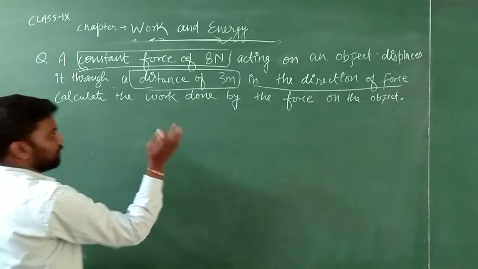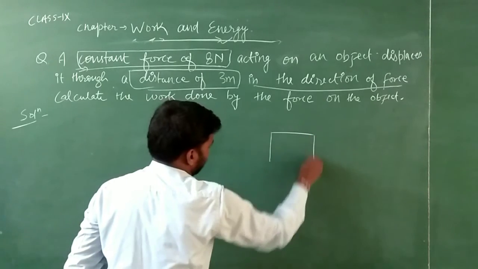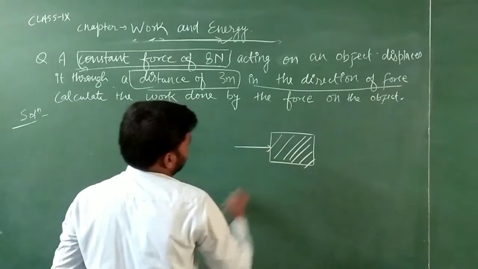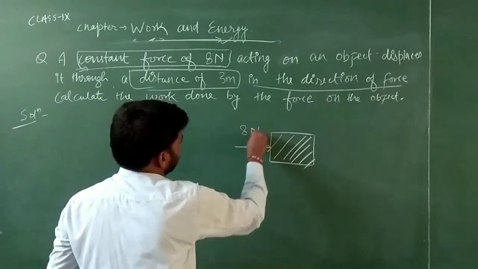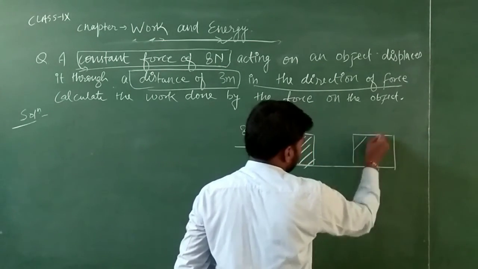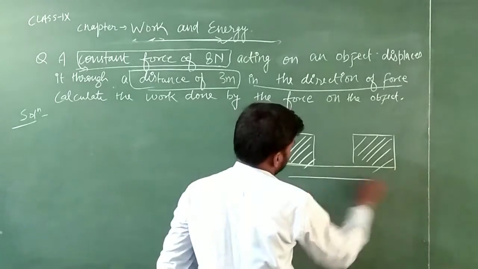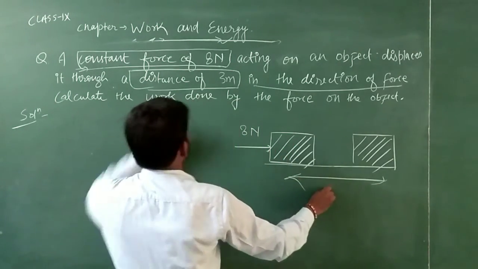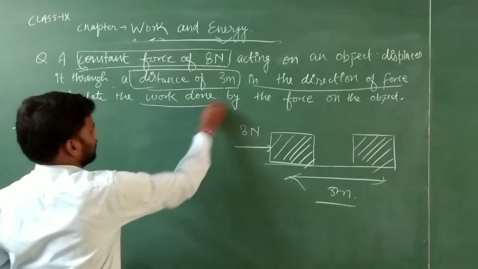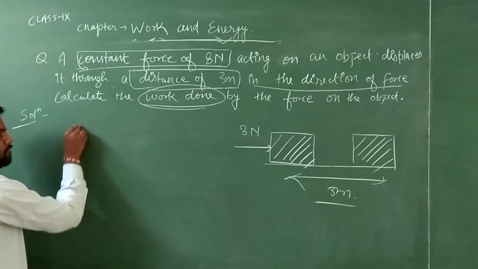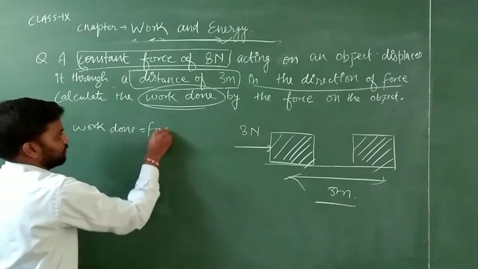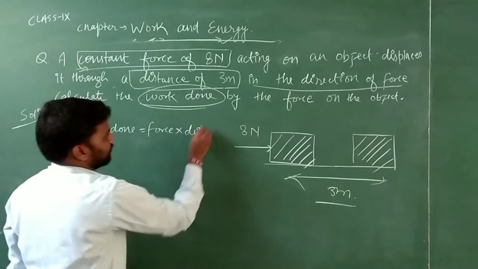So first of all we will draw a diagram that an object is given. We are providing a force that is 8 Newton on the object. An object is displacing itself in the direction of force applied and it is covering a distance of what? That is 3 meter. We need to find out the work done here. That what is work done? Student, we already know that work done will be equal to force into displacement.